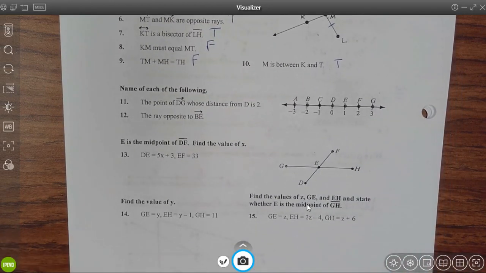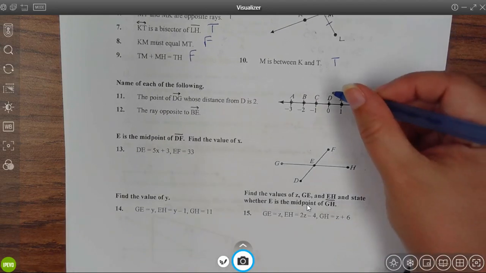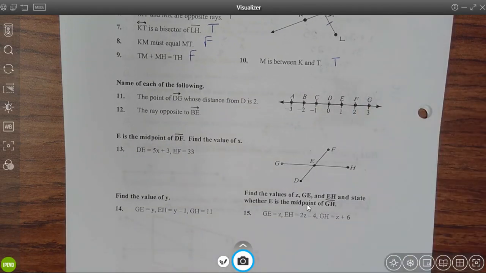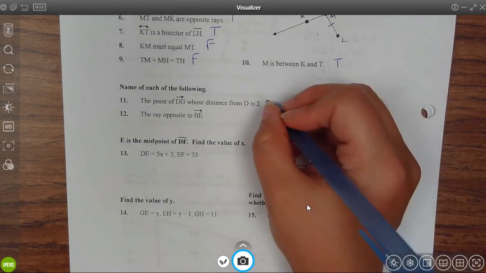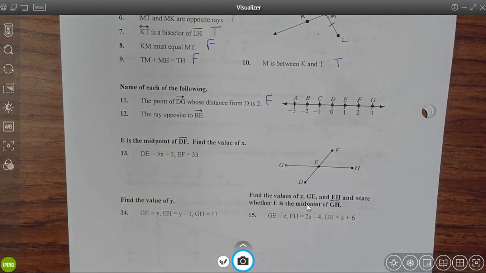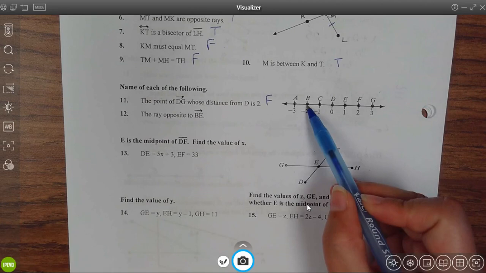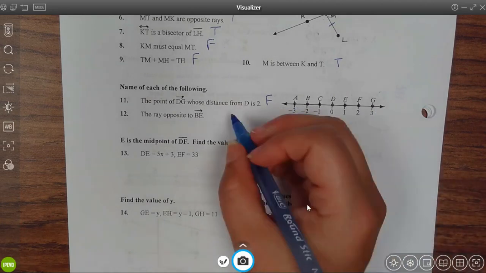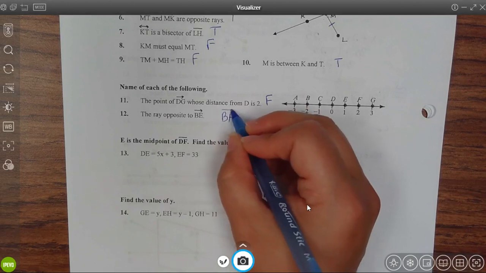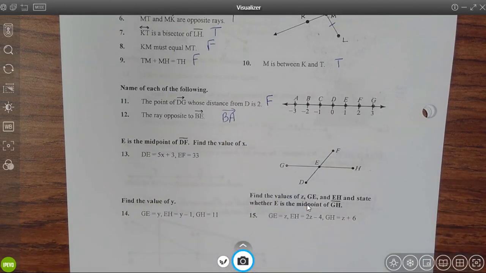Number 11, it says to name the point on ray DG, so that starts at D and goes towards G, whose distance from D is 2. So starting at D, going towards G, 2 spaces, 2 would be point F. Number 12 says name the ray opposite ray BE. Ray BE would go this direction. Ray BA would be your opposite ray. Remember, opposite rays have to start at the same point, go in opposite directions.